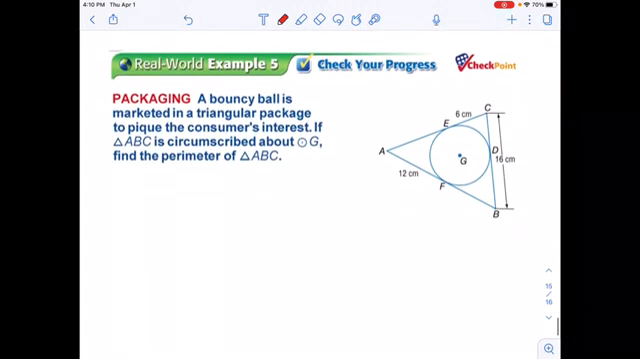And we do it again. A bouncy ball is marketed in a triangular package to pique the customer's interest. If this triangle is circumscribed about circle G, find the perimeter. So we do the same thing. We know these guys are congruent. We know these are congruent because they come to the same points and they are tangent. And same thing here. So we know AE is 12, CD is 6, DB must be 10 then, so BF is also 10.